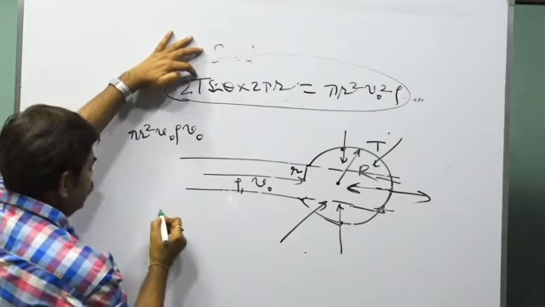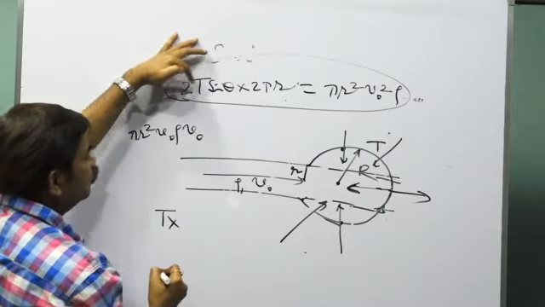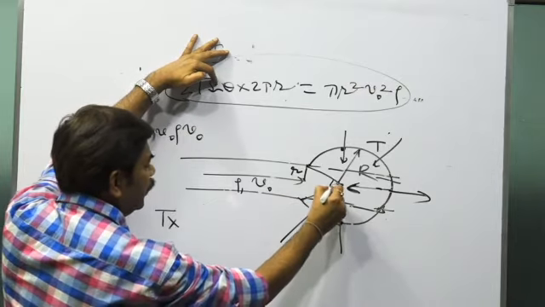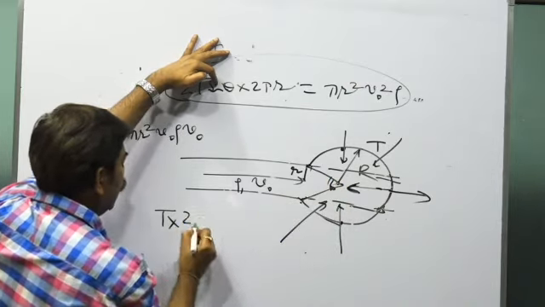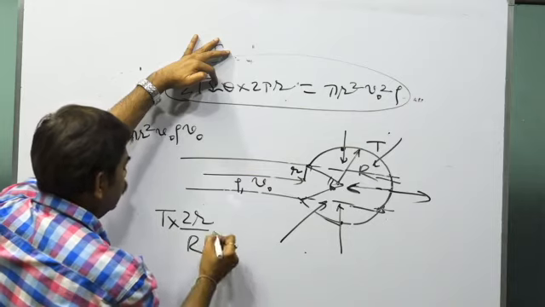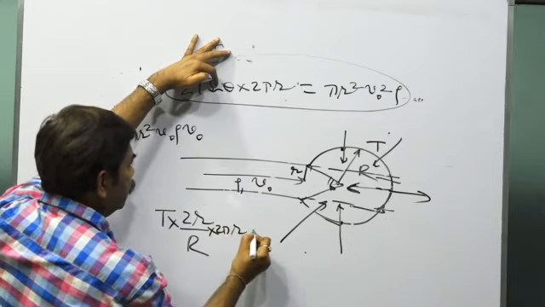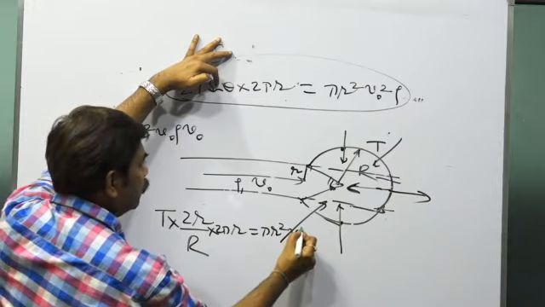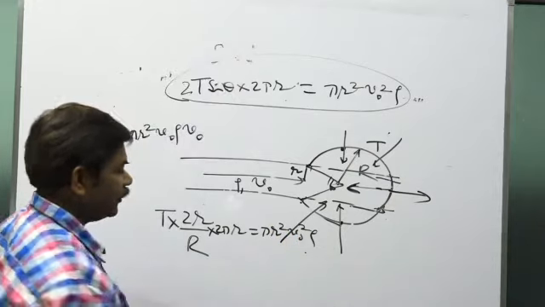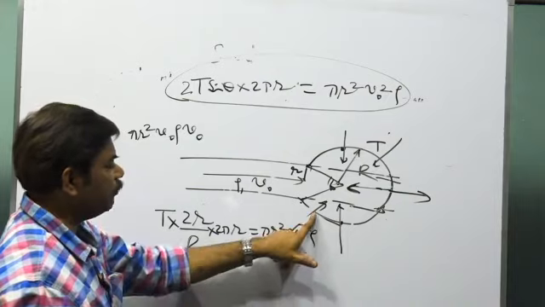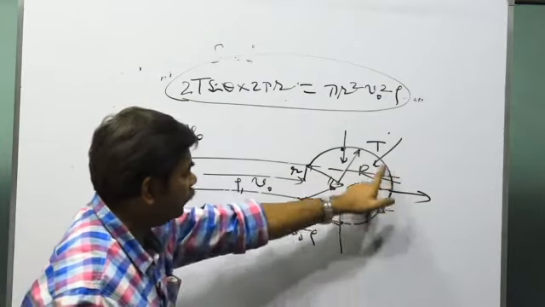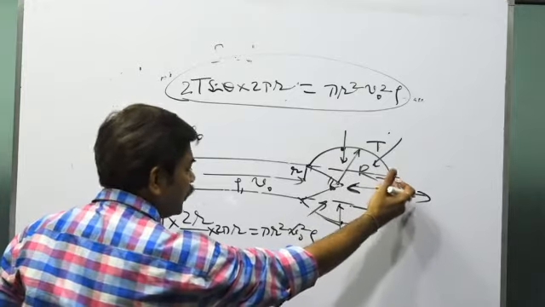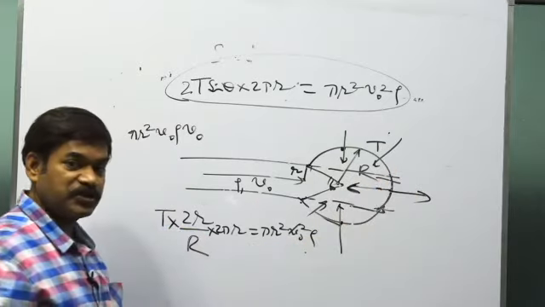This becomes T, and this 2 theta. 2 theta becomes equal to what? Same angle, this 2 theta. So 2 theta will be equal to what? 2r divided by capital R into 2 pi r. This equals pi r square into V naught square into rho. Is that clear? So this force exerted by the flow of air on this part will be balanced by the force generated by the surface tension.